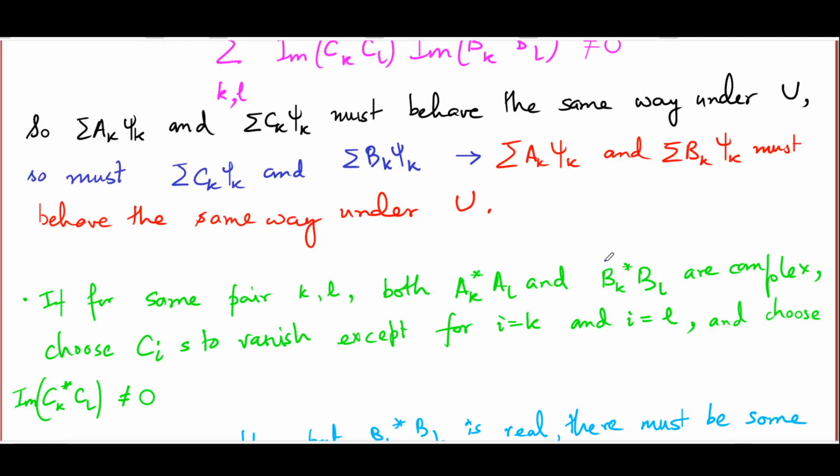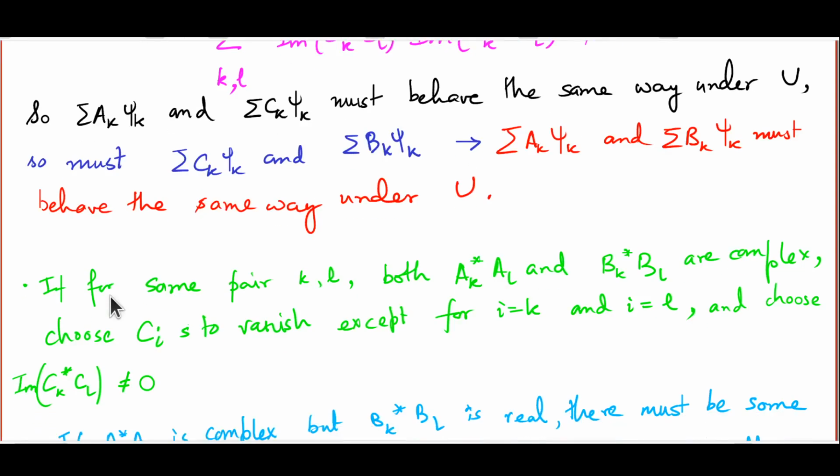Now, if we can find a particular pair of indices K and L such that both AK star AL and BK star BL are complex numbers, then it's very easy to find a set of C's for which our demand is met. All we have to do is choose the Ci's to vanish unless I is equal to K or L, and choose CK and CL to have different phases so that the imaginary part of CK star CL does not vanish. That will immediately imply that there is only one term in the sum involving A's and C's and one term in the sum involving B's and C's, and that term is not 0.